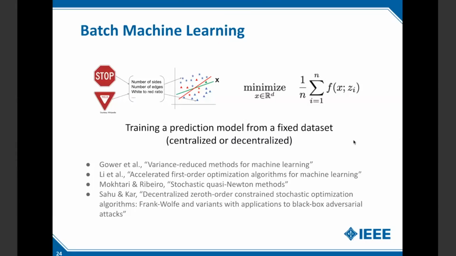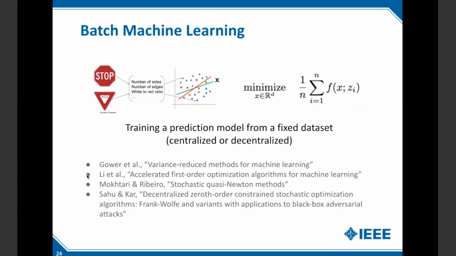And as Wahid mentioned, there were papers in the issue that cover this sort of setting, where it's a fixed batch of data, both in the centralized and decentralized cases. I've listed some of those papers here: the papers by Gower et al., Lee et al., Mokhtari and Ribeiro. Gower et al. looks at variance reduced methods, as has already been mentioned. Lee looks at accelerated first order optimization algorithms.